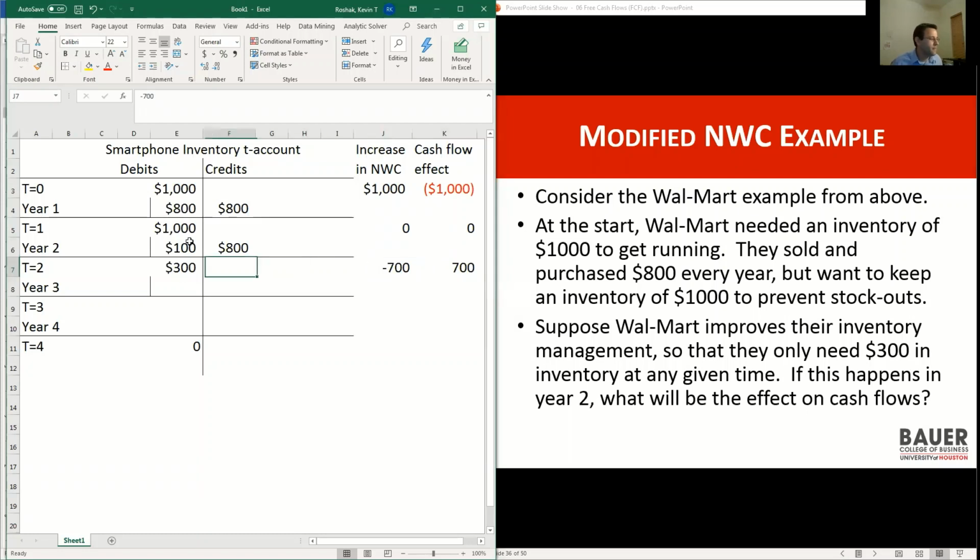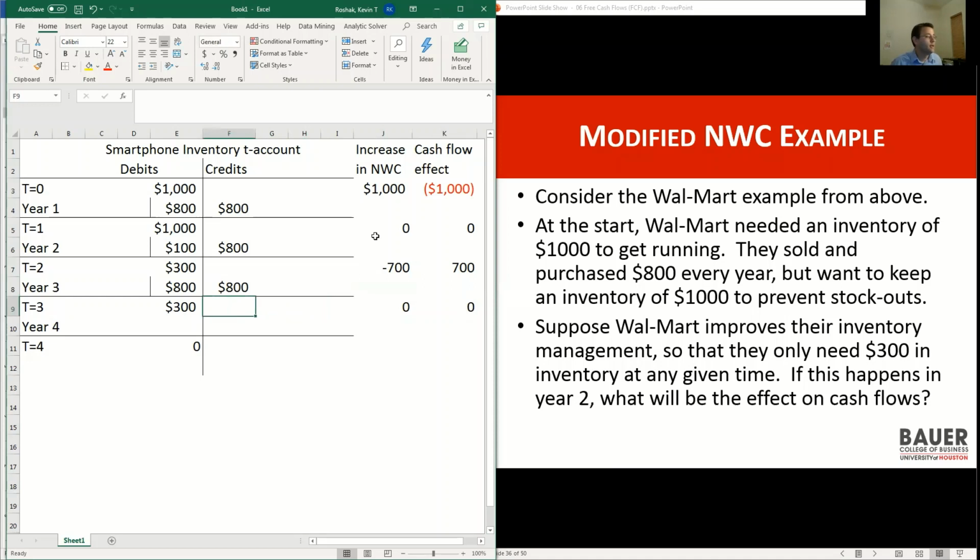What happens next? Well, they're still going to sell $800 worth of phones every year. Get a debit of 800. How much do they need to put in at year 3 in order to make sure they hit the $300 inventory that they need? Well, they still need to put in $800. Right? They start at $300. They sell $800 worth of phones. They need to put in another $800 to stay at $300. So what happens to their net working capital at time 3? Well, there was no increase. They started at $300. They ended at $300. No increase, no cash flow effect.